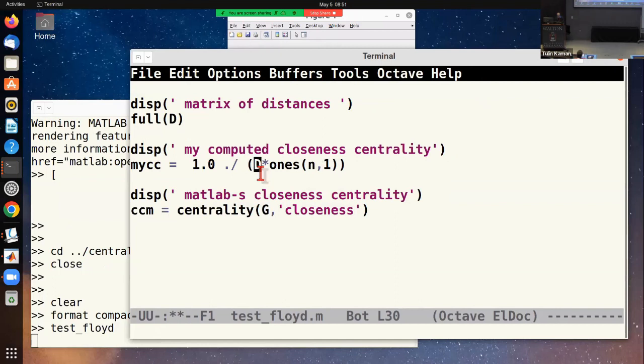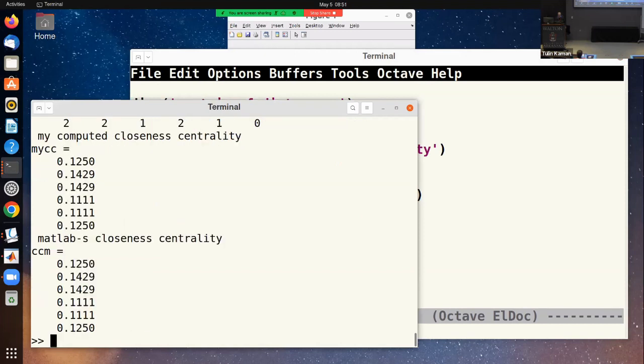So this is division, component-wise division. And then I will display the MATLAB computed one, right? Okay, so let's do that. If I do plus, it will give me this, which is what I'm computing myself, and this, which is computed by MATLAB. So it's the same thing.